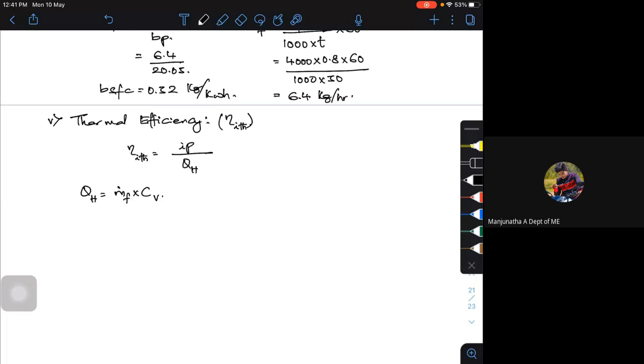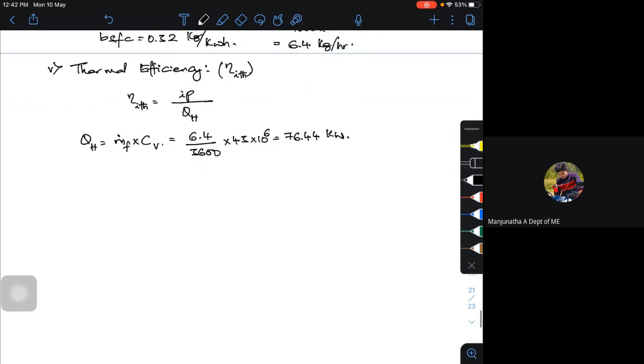So here this will be 6.4 divided by 3600 to convert from kg per hour to kg per second, multiplied by calorific value, that is 43 megajoules, that is 43 into 10 to the power of 6. So this is the value I am getting: 6.4 divided by 3600 into 43 into 10 to the power of 6. So it is 76.44 kilowatts. This is the heat supply.